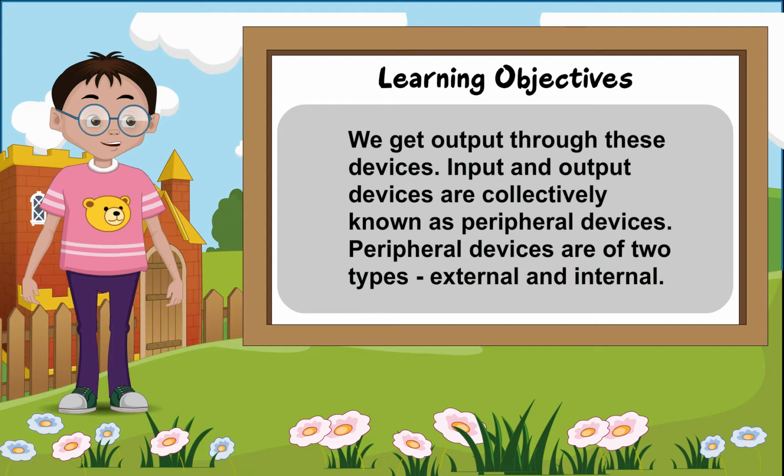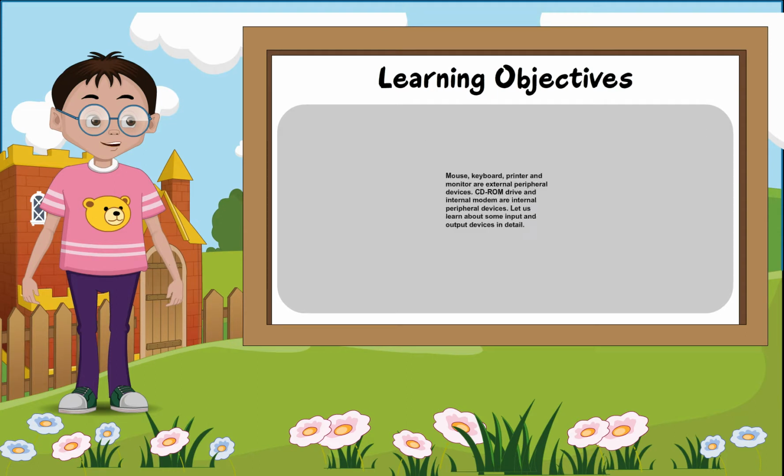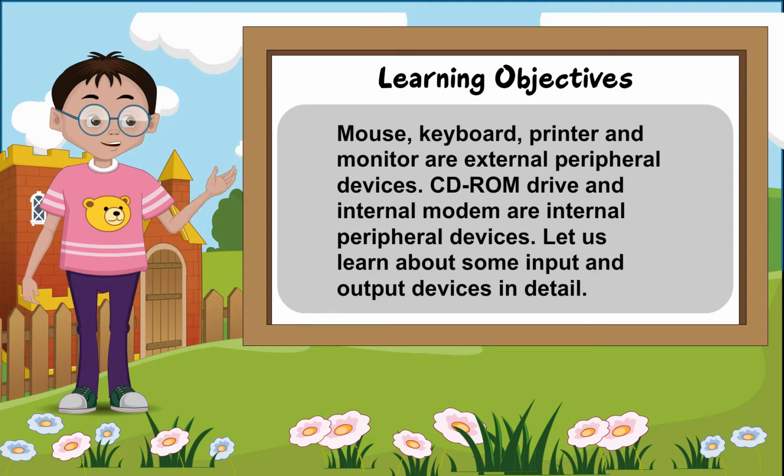Peripheral devices are of two types: external and internal. Mouse, keyboard, printer, and monitor are external peripheral devices. CD-ROM drive and internal modem are internal peripheral devices. Let us learn about some input and output devices in detail.